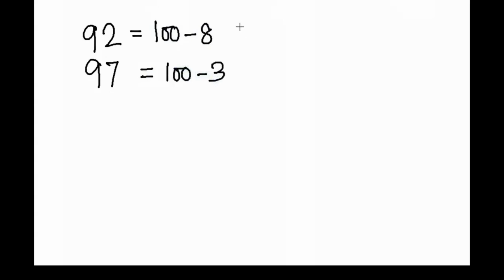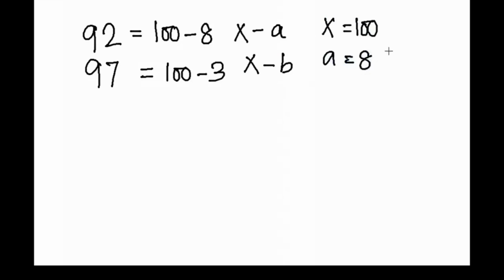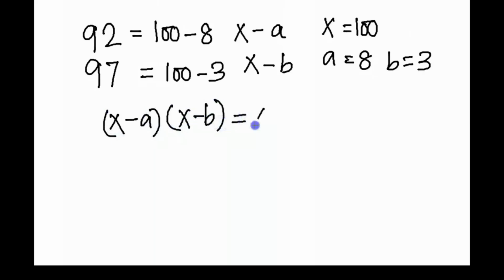So if you look at a formula, it is like (x+a)(x+b). Here I can say x is equal to 100, a is equal to 8 and b is equal to 3. So our formula was (x+a)(x+b) is equal to x(x+a+b) + ab.